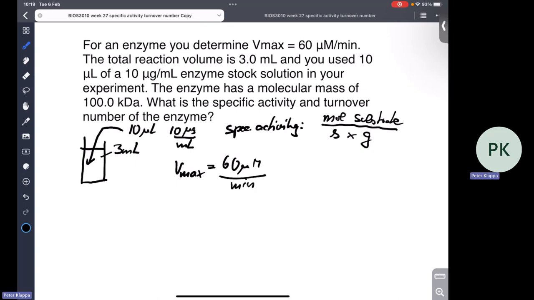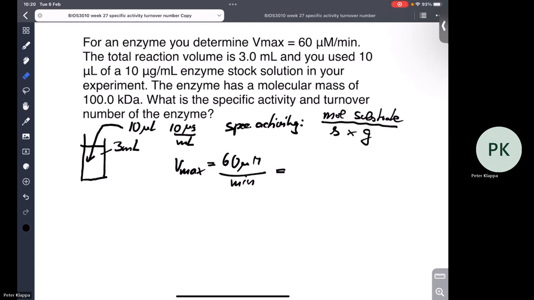Now, of course, we can easily convert this per minute into per second. We just simply say 1 minute has 60 seconds. So we've got 60 micromolar divided by 60 seconds. And that gives us, of course, 1 times 10 to the minus 6 mole per liter and second. So that is our conversion of our Vmax.